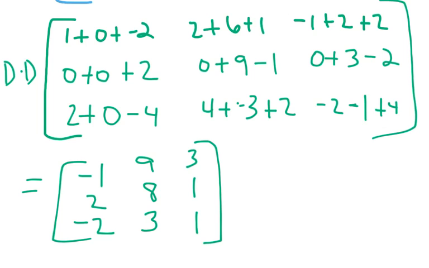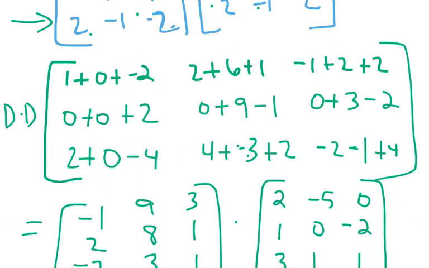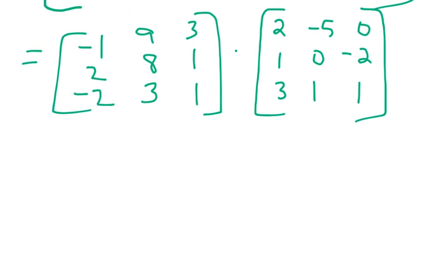We have to take this matrix and now multiply it by E, which is up here. Okay, so I paused the video for a second just to copy down matrix E down here. So we're going to do this process all over again, multiplying D times D. This was our answer for that, and now taking it times E. So let's get started here.